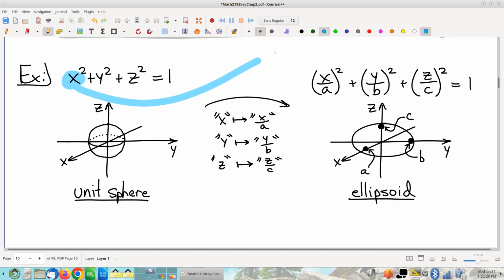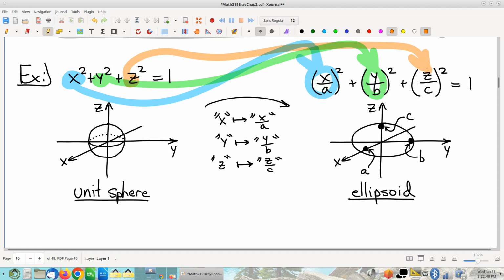This x just gets turned into x over a. Everywhere in the left equation where there was an x, I replaced it with x over a. Likewise, the y, everywhere it gets replaced with y over b, and likewise z gets turned into z over c. So within the algebra, I'm in some sense dividing by these A, B, and C. And so the result is that geometrically we are effectively stretching correspondingly in the appropriate directions by these factors A, B, and C.